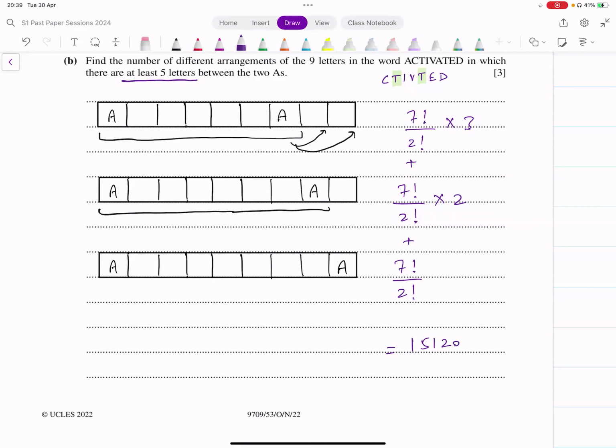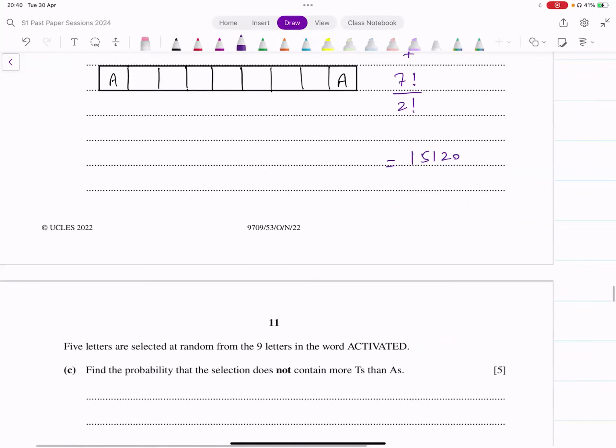Is that okay? No problems? Is it 12600? No, I'm getting this again, 15120. Yeah, it looks fine.